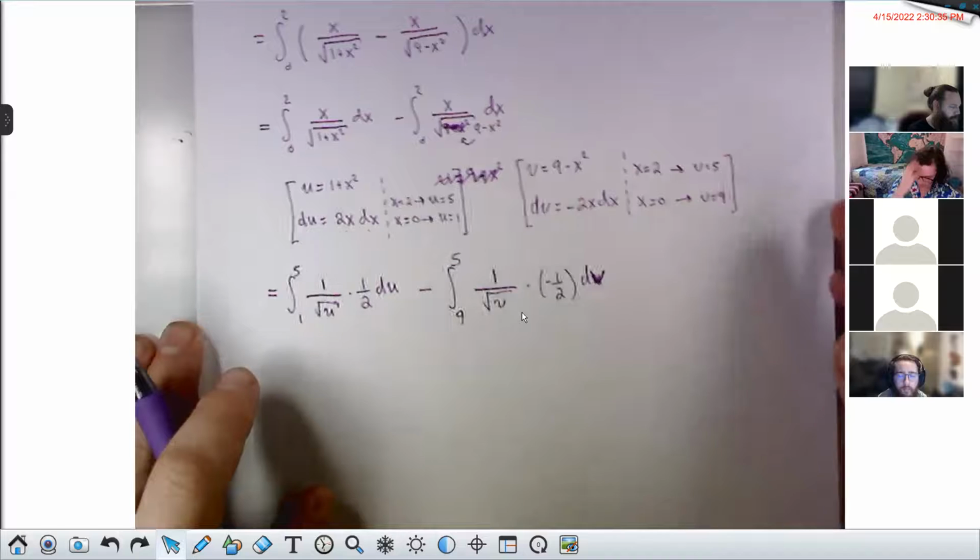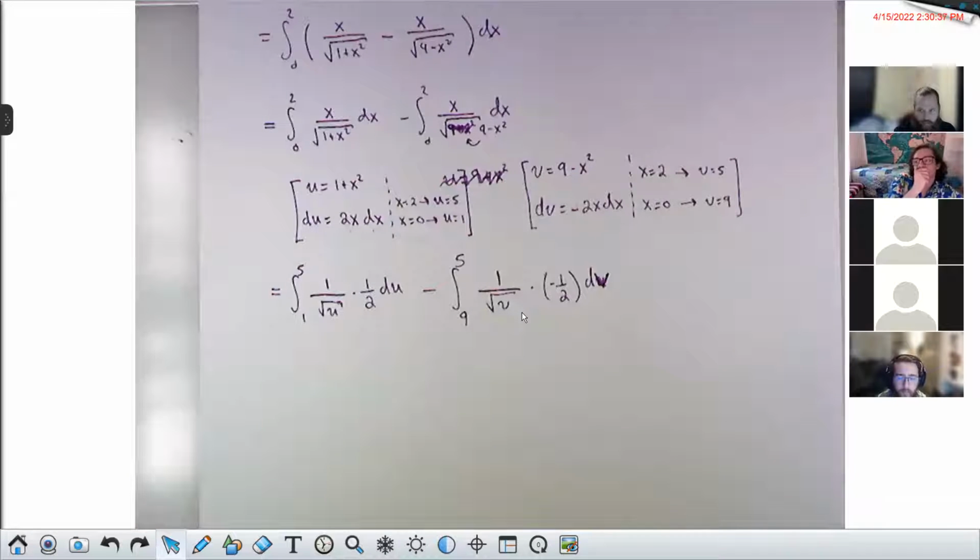Okay. So I think that's probably the step that is the most challenging, right? Implementing and seeing how the substitution works. Are there any questions about where any of these pieces are coming from? We're all totally cool with the bounds being 1 to 5 and 9 to 5. Totally cool with the 1/2 and the negative 1/2.